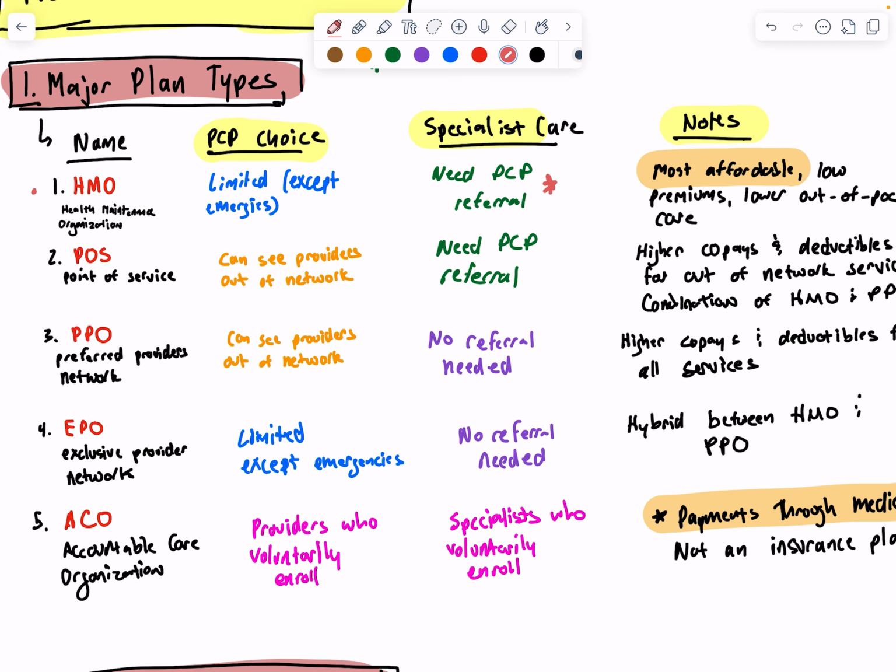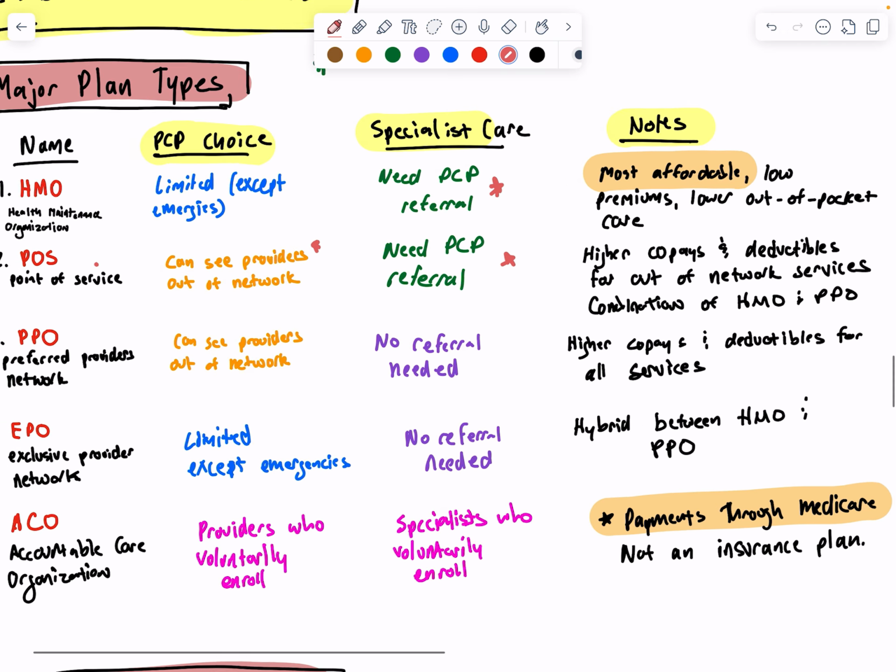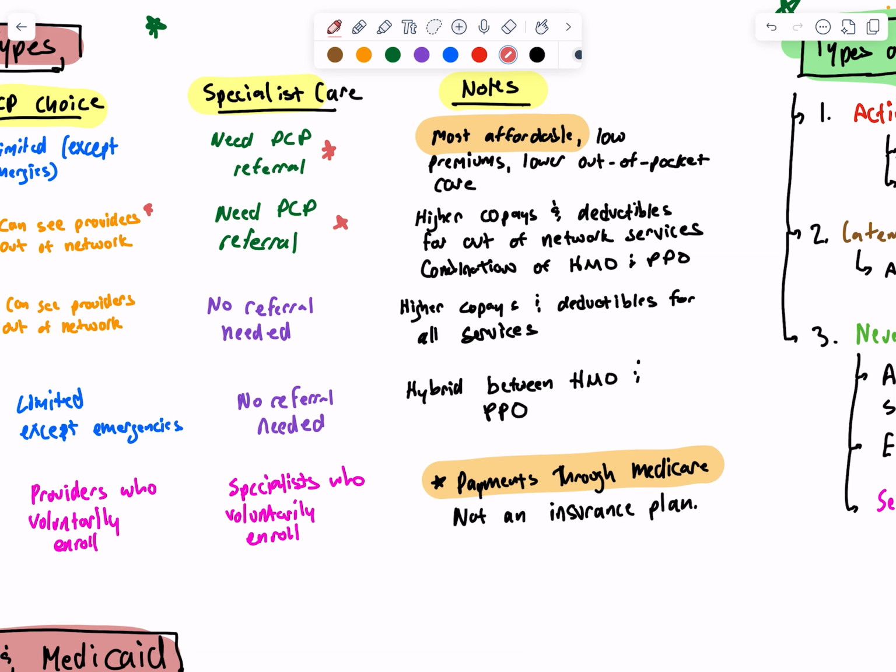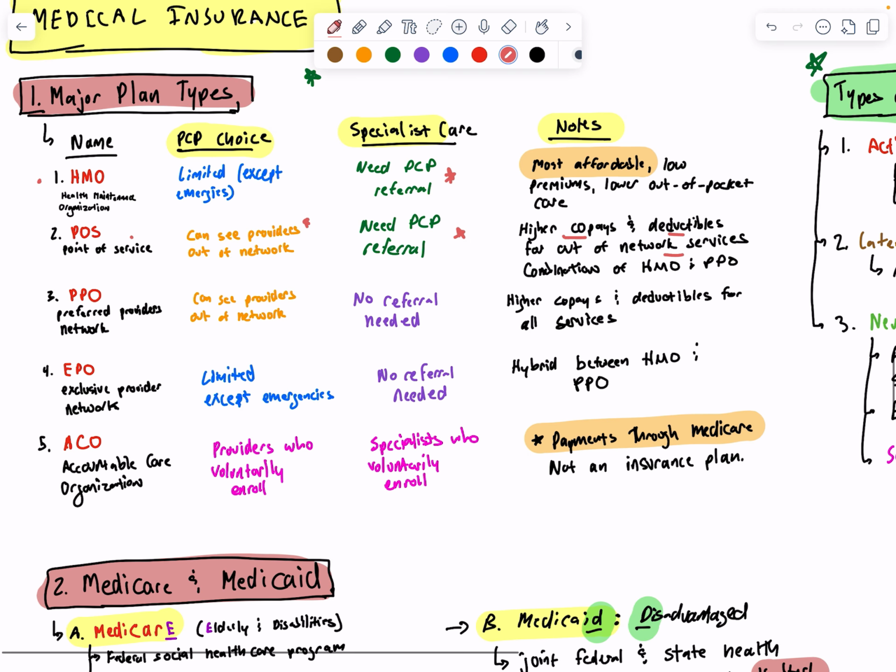Then you have POS, which is point of service. Basically, for this one, you have a little bit more flexibility. With point of service, you can see providers out of network, but you still need a PCP to get specialist care. Point of service has higher copays and deductibles for out-of-network services. It's a combination of health maintenance organization and a PPO.